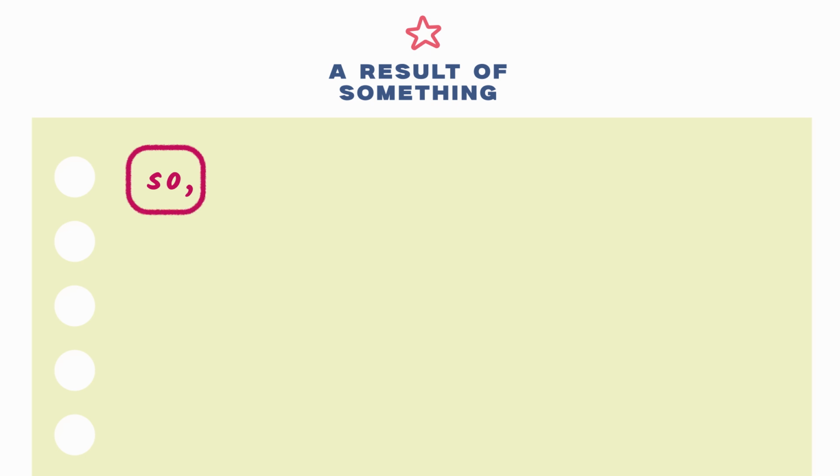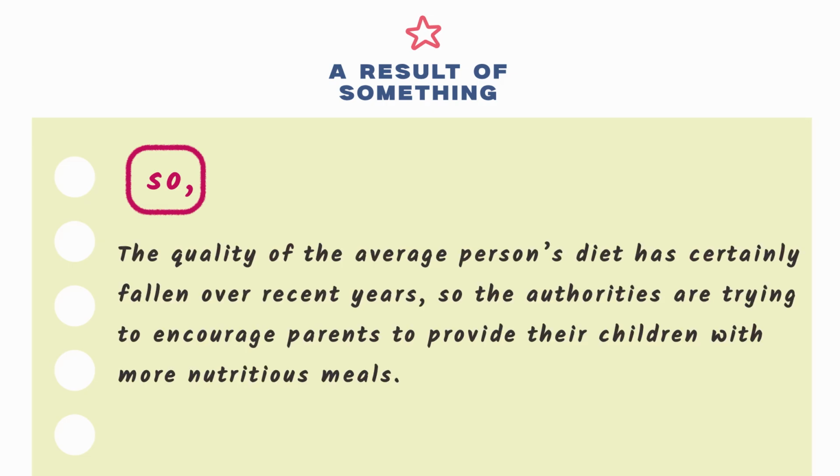The next linking word to talk about a result is "so." So is also used to talk about a result of something. For example, the quality of the average person's diet has certainly fallen over recent years, so, don't forget that a comma is used before "so," the authorities are trying to encourage parents to provide their children with more nutritious meals.